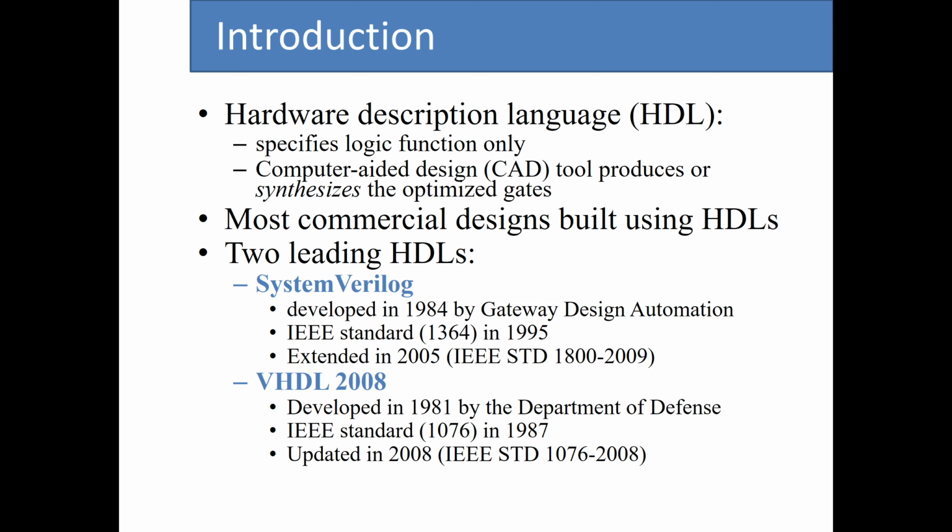So most commercial designs are built using HDL. There are two leading HDLs in the world. One is System Verilog, which was developed in 1984 by Gateway Design Automation, and it became an IEEE standard in 1995. The other one is called VHDL, which was developed in 1981 by the Department of Defense, and it became an IEEE standard in 1987.